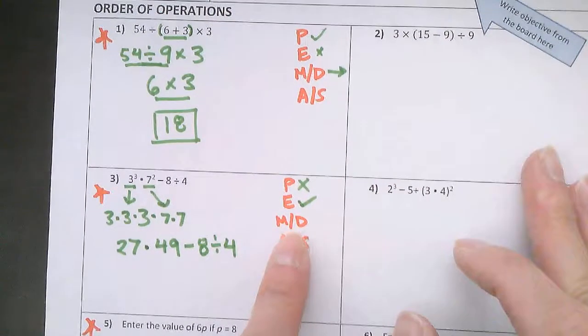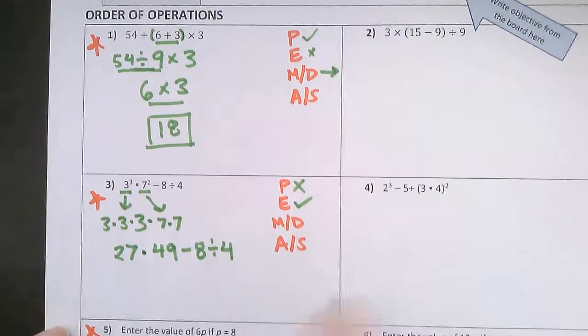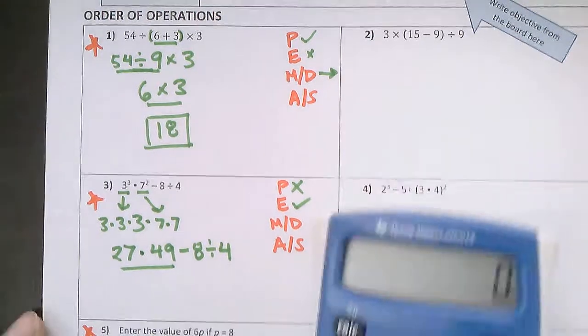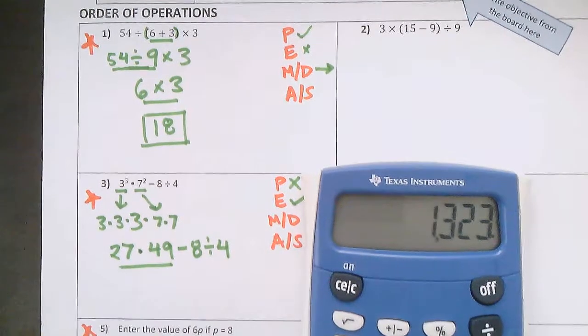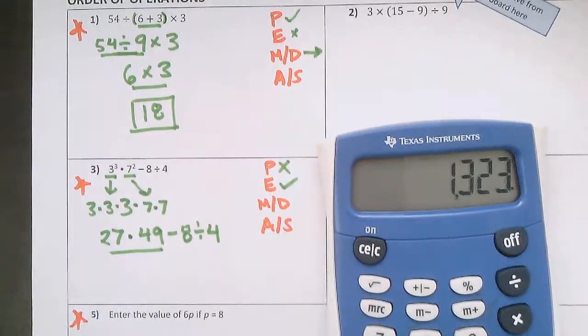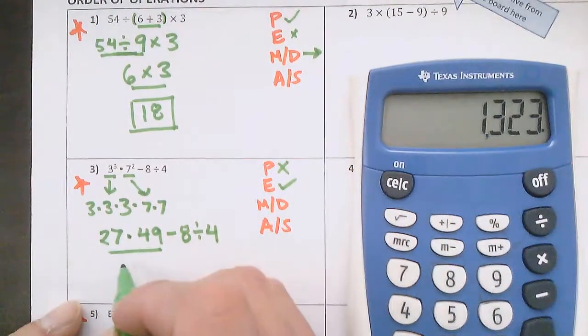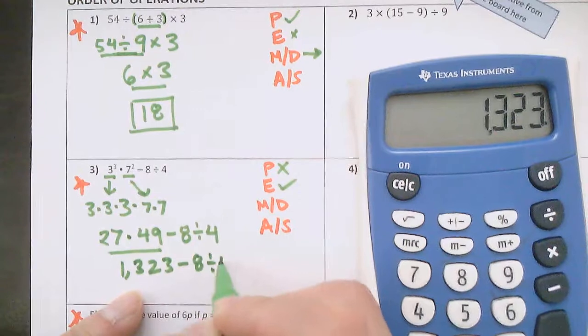That's done. Next, I look for any multiplication or division, going from left to right. Here's multiplication, so I'll do that first. 27 times 49. And for this, you can use a calculator. I'm going to grab one right now. If you don't have a calculator, you can use the calculator on your phone or on your computer. So 27 times 49 is going to get me 1,323. And I still have this minus 8 divided by 4.